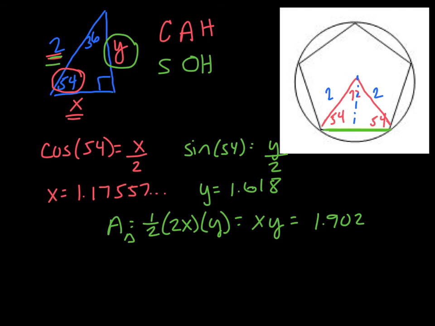Remember, for our pentagon, there were 5 of those triangles, so then you need to take that answer and multiply it by 5. So the area of our pentagon is 5 times 1.902. That answer comes out to be, we'll round to 3 decimal places, 9.511.